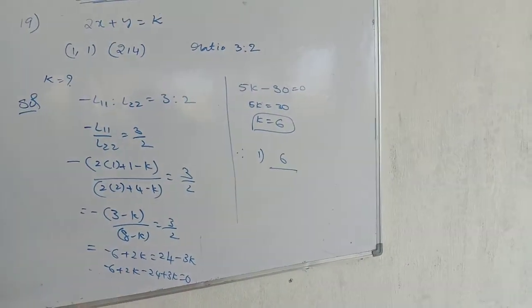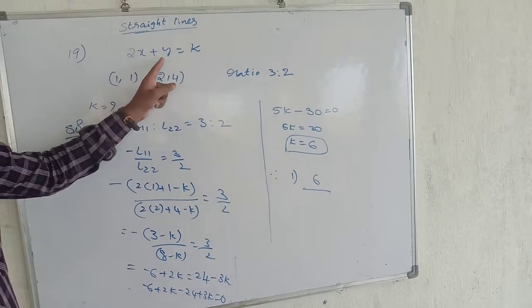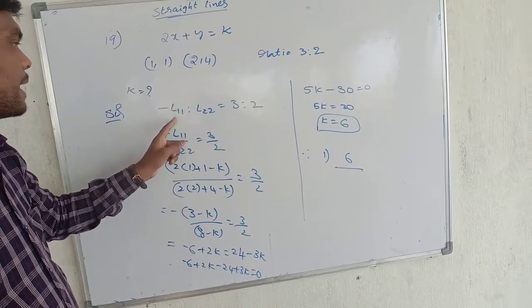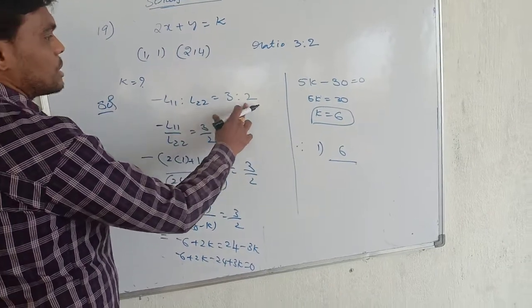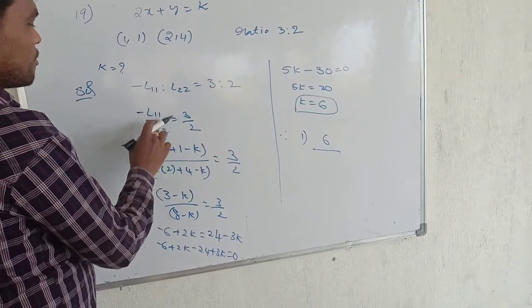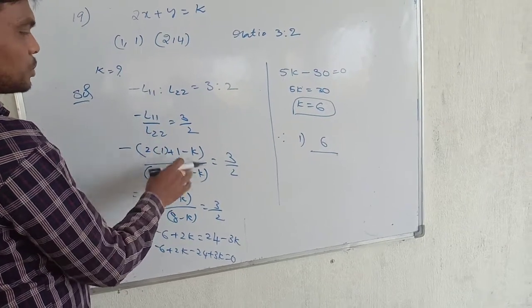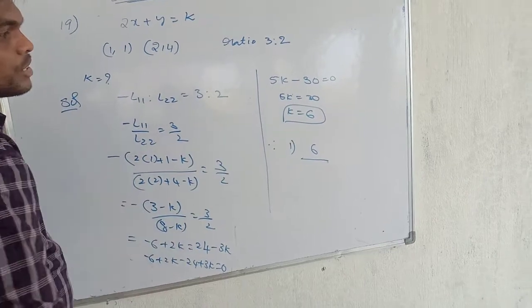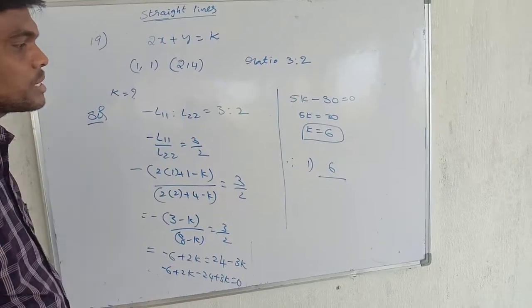Now once again, the line passing through the point divides the ratio 3:2. Now minus L11 by L22 is equal to 3/2, where L11 is the first point and L22 is the second point substituted in this line. This is equal to 3/2, and then cross multiplication and simplification gives k is equal to 6. Now the first option is 6.